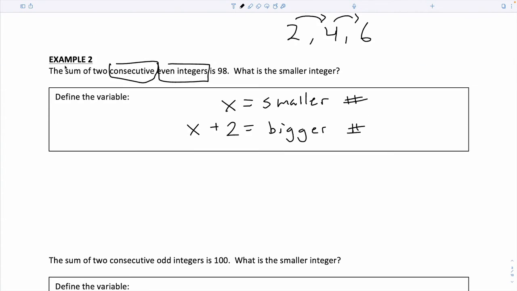It still says the sum. Cool. They want the smaller integer. I'll get to that later. Set up the equation for me, silent hands. What would I write for my first step, Peyton?